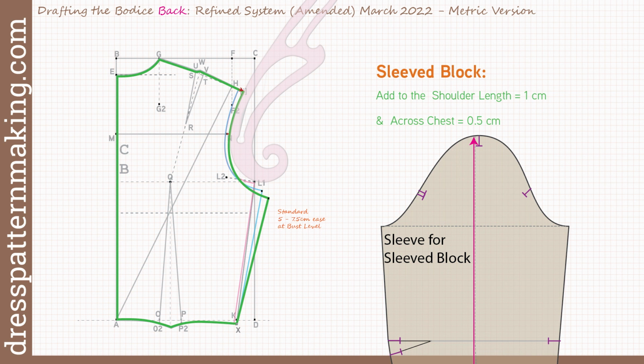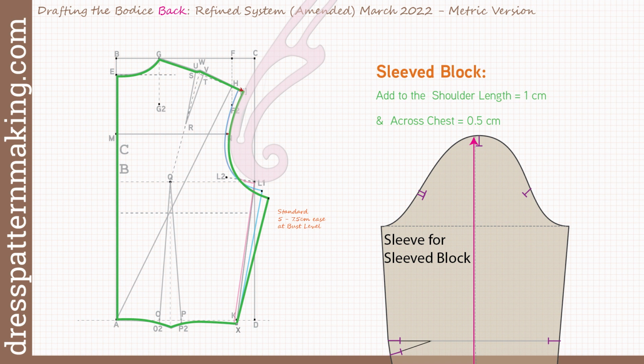You will also need to draft the actual sleeve to go with the sleeved block. Now before you draft the sleeve, you may also want to check the amount of ease at the bust level for this sleeved block and make some adjustments so that you do only have between 5 and 7.5 centimetres ease at the bust level.